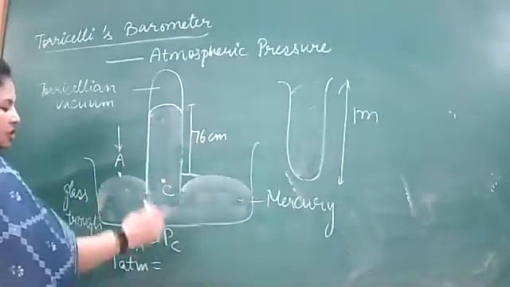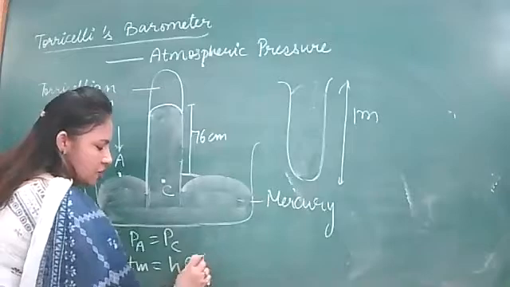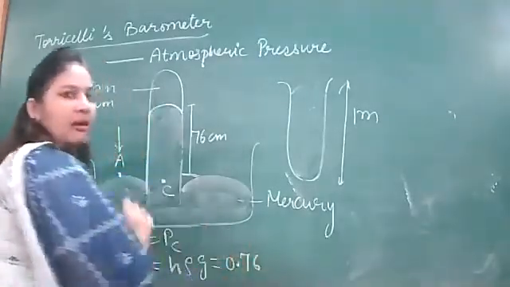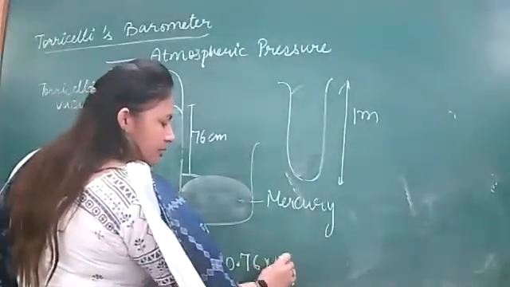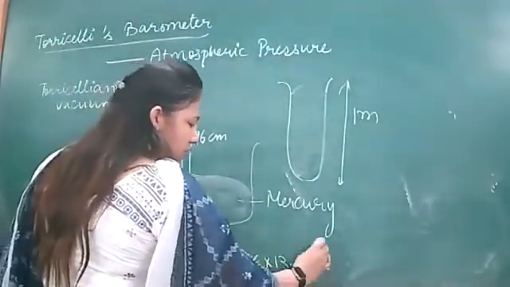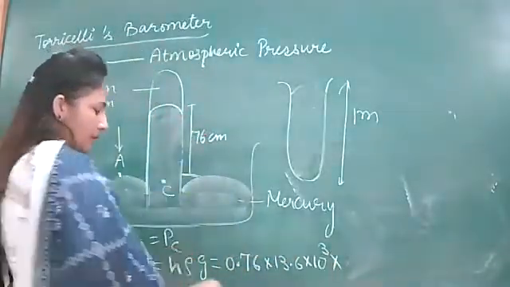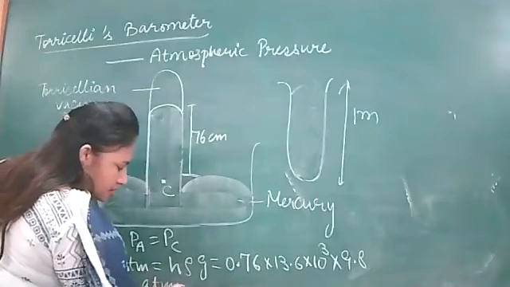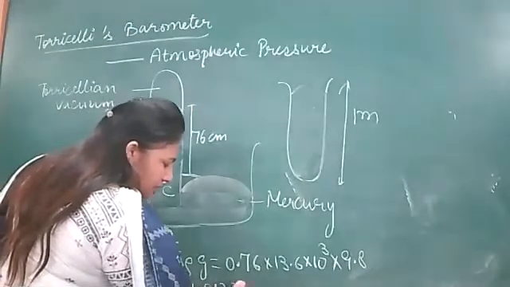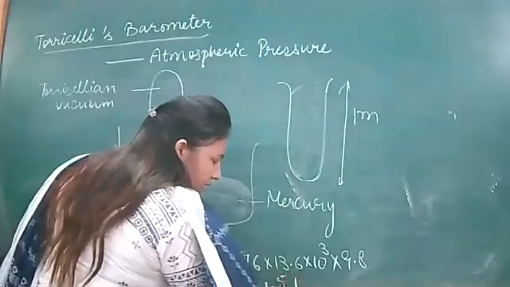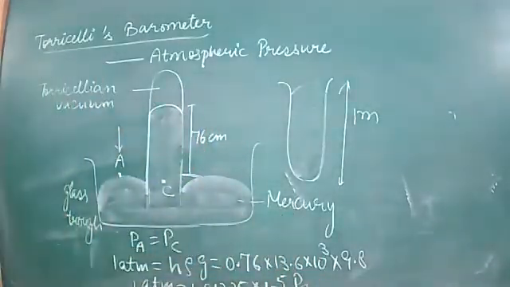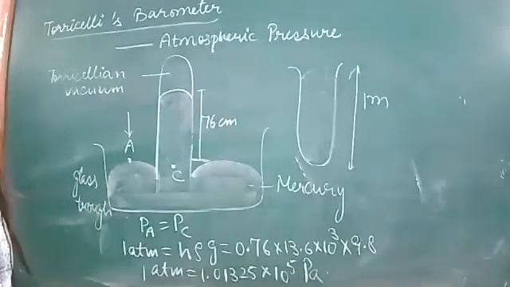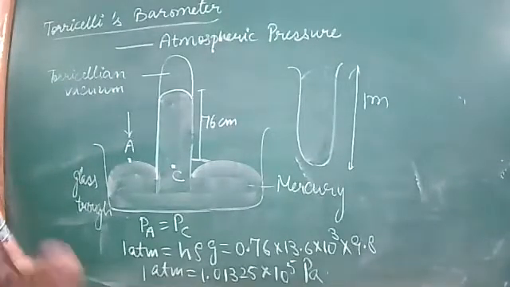And how can we calculate pressure at point C? We know the formula h rho g. Okay. And that height is 76 centimeter. In meters we can write 0.76. Density of mercury I already told you, 13.6 into 10 raised to power 3 kg per meter cube, and g is 9.8. So when we solve, we get 1 atmospheric pressure equal to 1.01325 into 10 raised to power 5 Pascal. So this is how we calculate 1 atmospheric pressure.